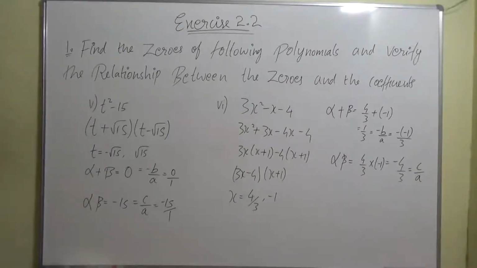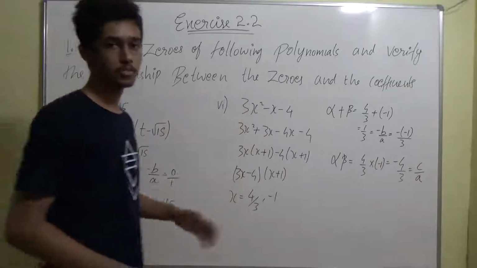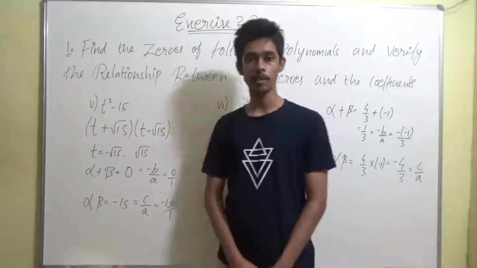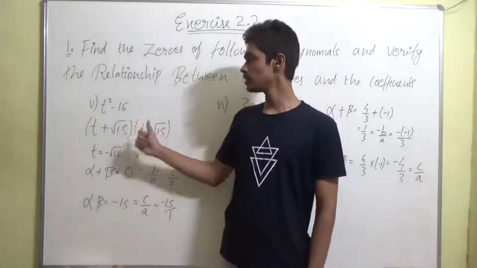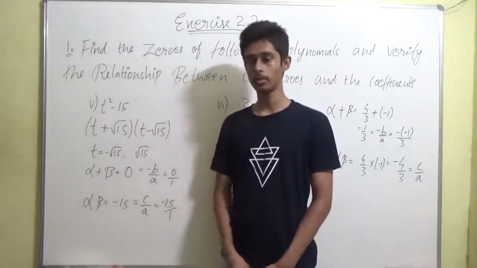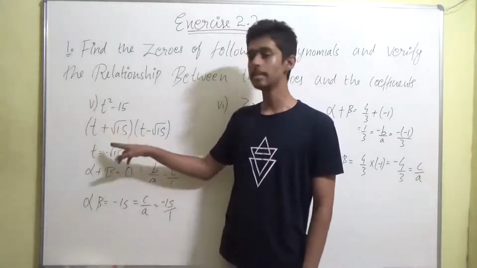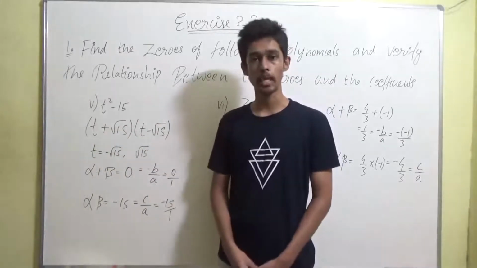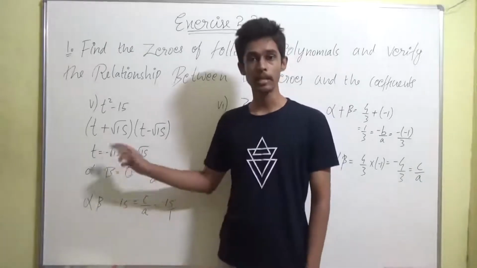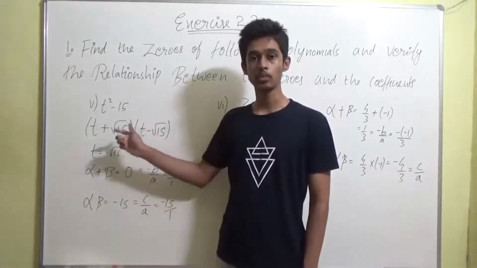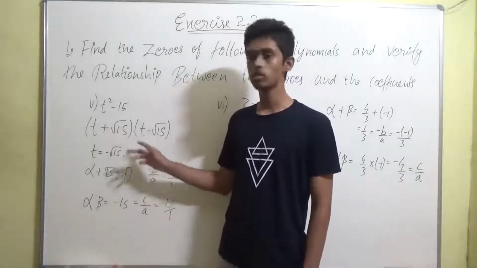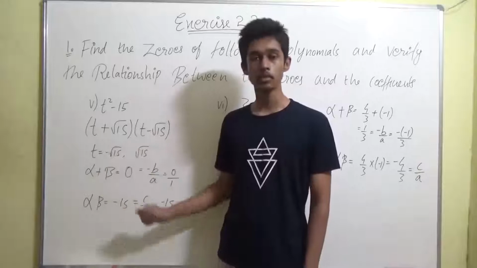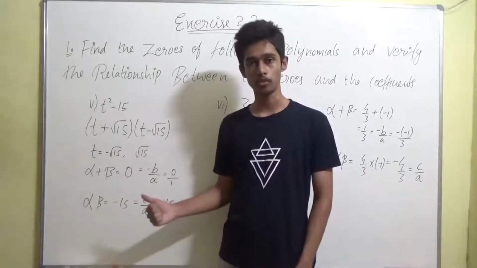Now we are going to see the fifth and sixth sub question of this first question, guys. The fifth question is t square minus 5. In this type of equation, what you have to do is write it as t plus root 15 into t minus root 15. The reason is a plus b into a minus b gives us a square minus b square, as you know from the formulas. So you'll get the zeros as minus root 15 and plus root 15.